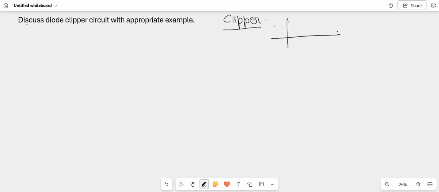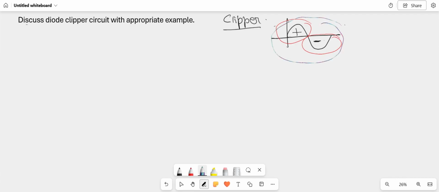For example, in a sinusoidal waveform like this, there are two half cycles. One is the positive half cycle and the other is the negative half cycle. So if we want to remove the positive half cycle, or the negative half cycle, or both of these half cycles, we will use a clipper.